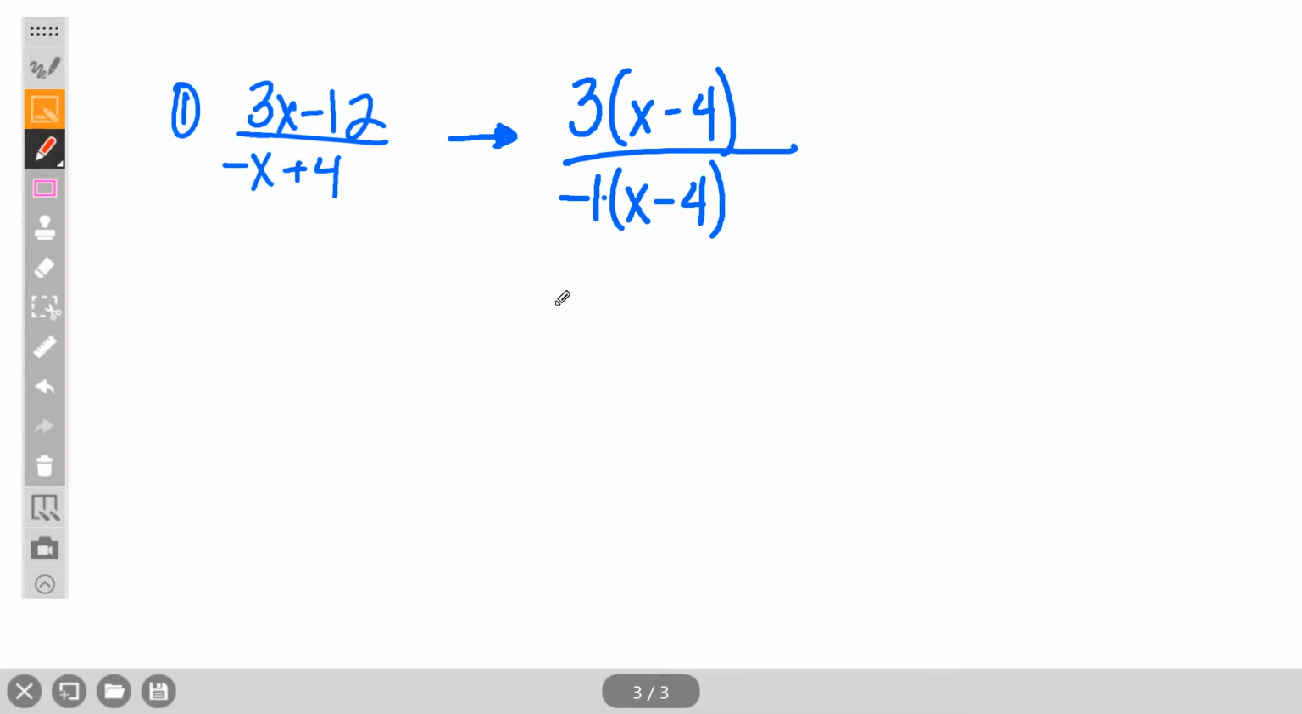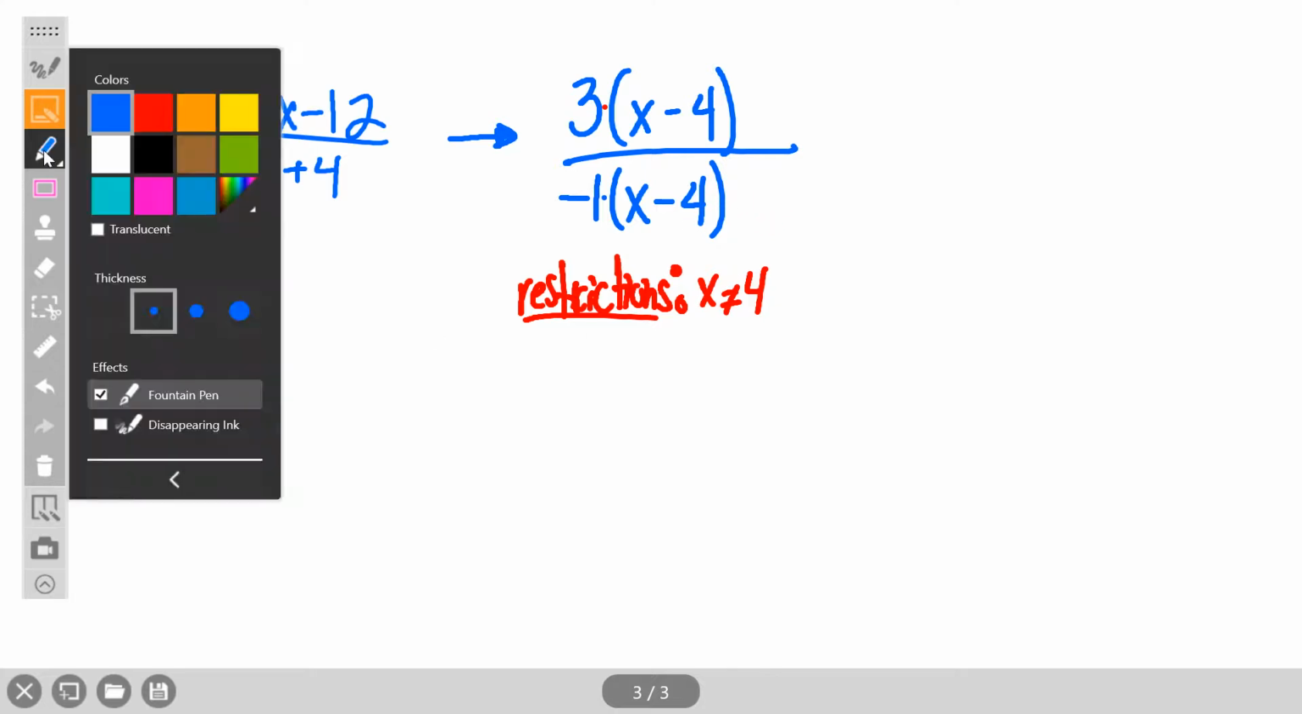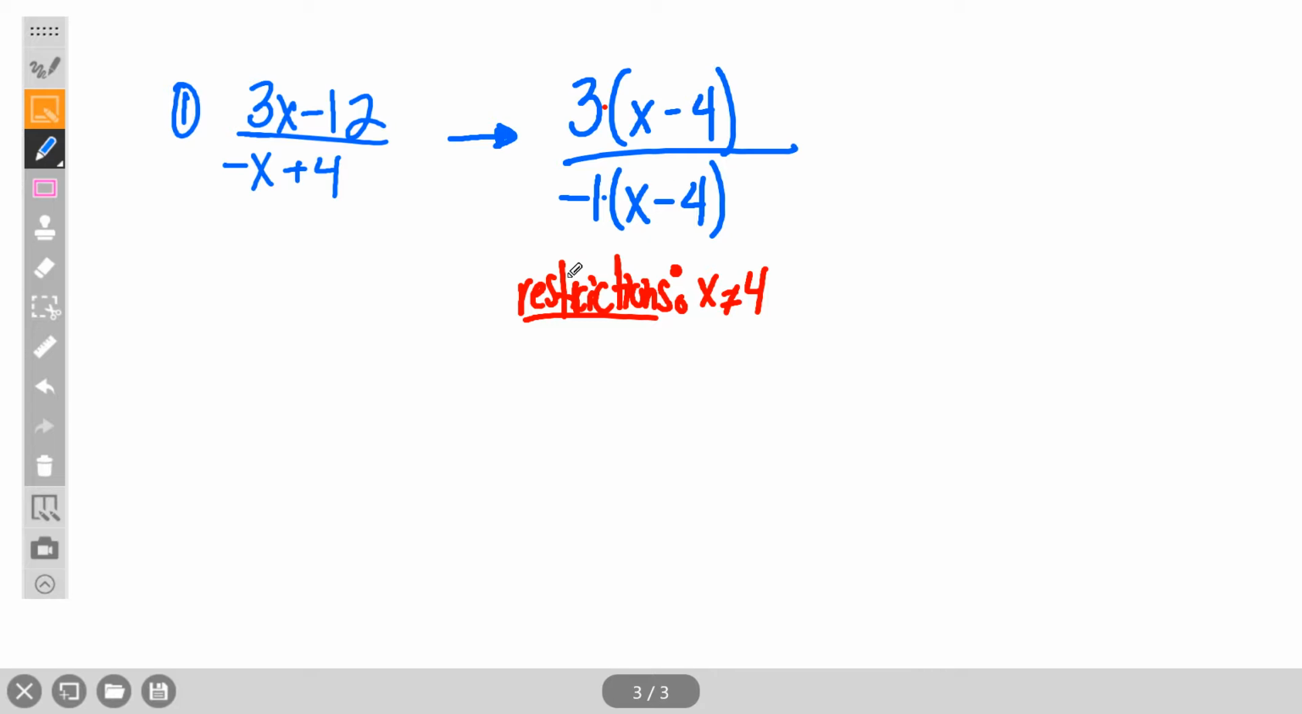Okay, at this point, before we start canceling anything, I know I can see something's going to get canceled, but before I do that, check the denominator for any numbers that would make the factor 0. In this case, 4 would make this factor 0, so we cannot have an x value of 4. Why? Because you can't have a denominator of 0, and 4 would make the denominator 0.